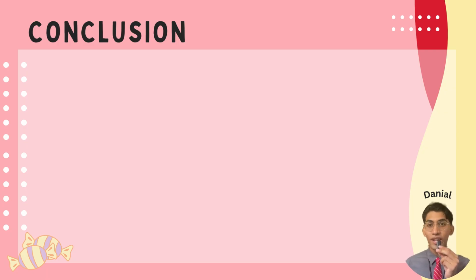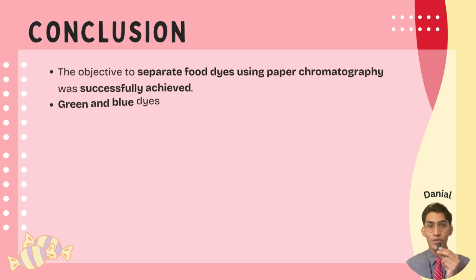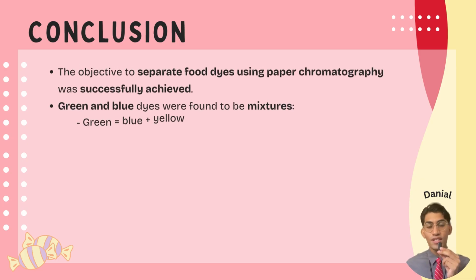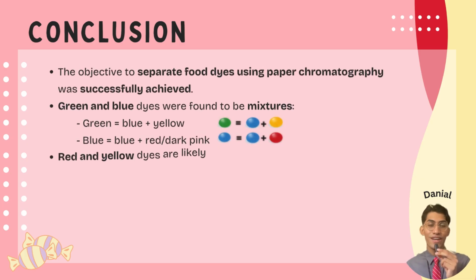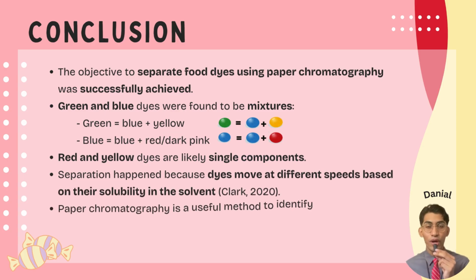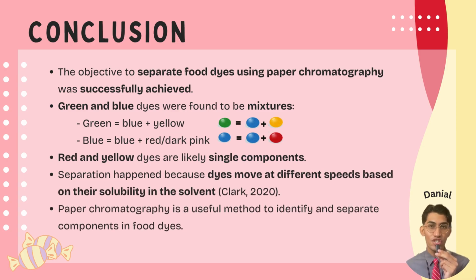From the conclusion, we can answer that the objective of this experiment, to separate food dye using paper chromatography, was successfully achieved. As the result that we get from the colors green and blue, we can identify they are found to be a mixture. For the green color, it contains two colors, which is a mixture of blue and yellow. Next, the blue color is a mixture of two colors, which is blue plus red or dark pink.